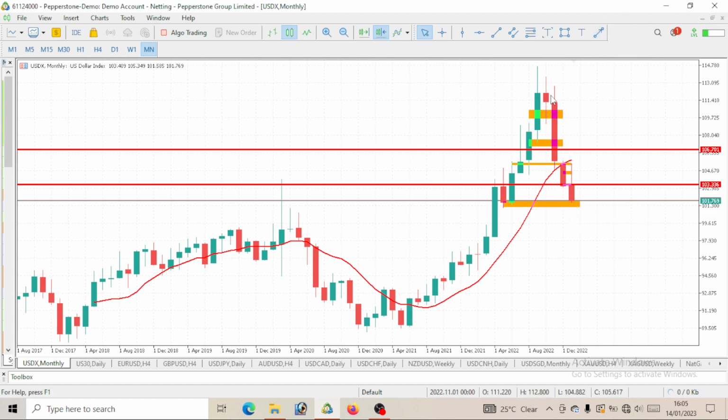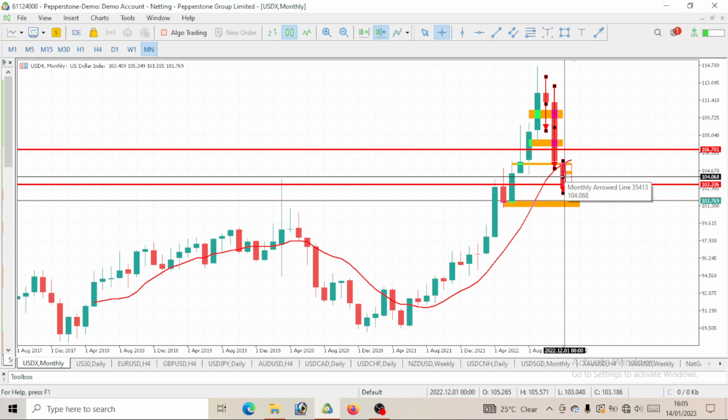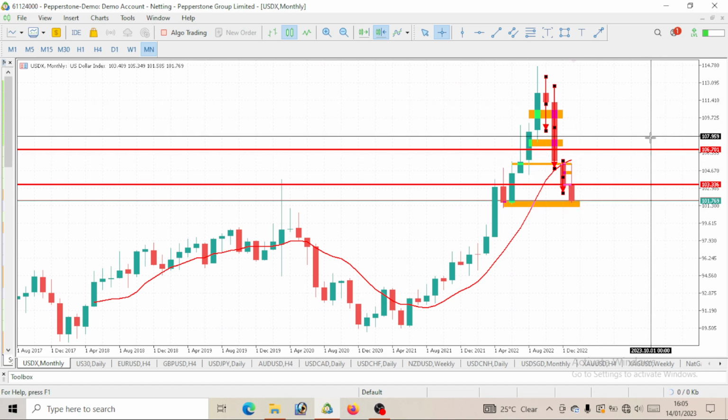But on this monthly time frame, we can see that in the month of October last year, we had a bearish move on this DXY. In the month of November, we also had a bearish move. Also in December last year, we had a bearish move. So the month of December gave us a bearish move.